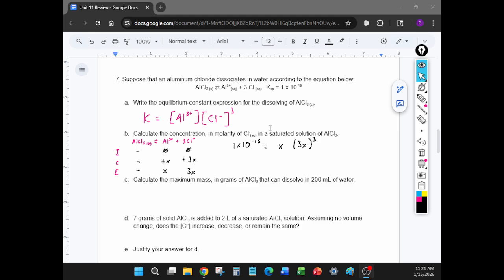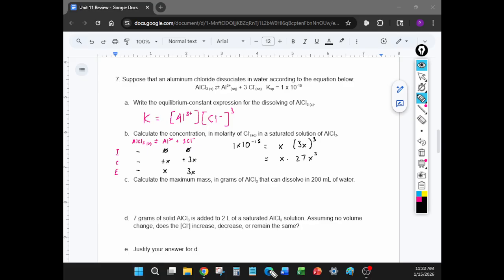And it has to do with the exponent right here. A lot of people see this and they just put 3x cubed. However, 3x in its entirety is in the parentheses, so you need to cube everything in the parentheses. So on the right side, you'll get x times 3 cubed, which is 27x cubed. Okay.